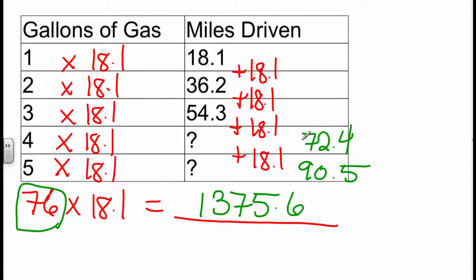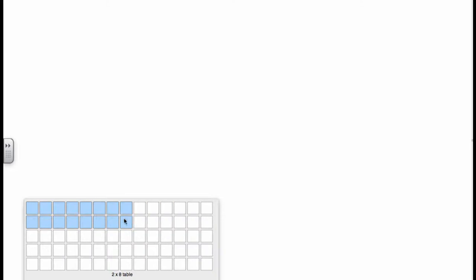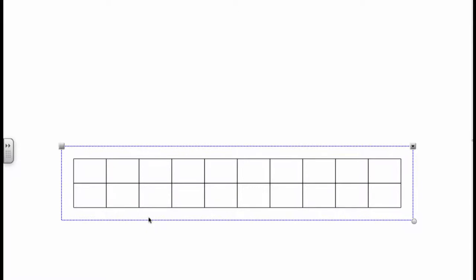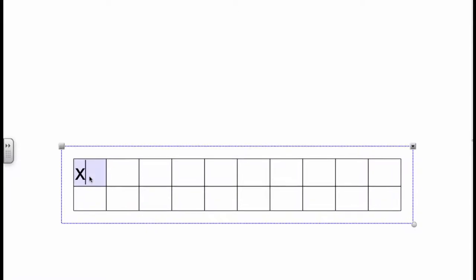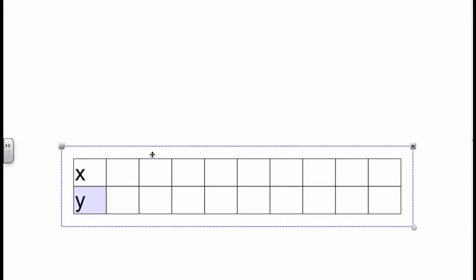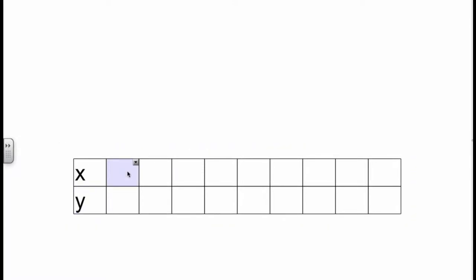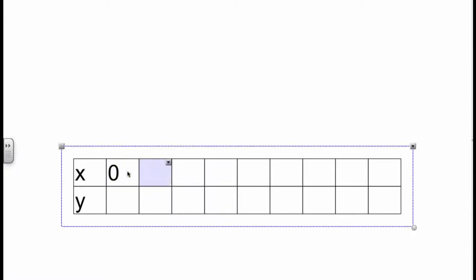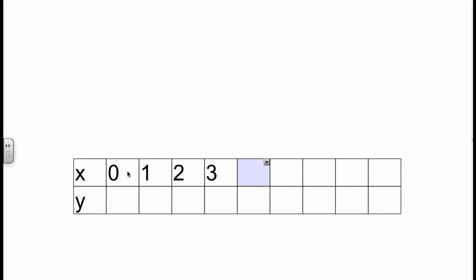All right, we do have a couple of things to look at here. I'm going to do one from a couple pages in here. We're going to call this X, we're going to call this Y, and we are going to go 0, 1, 2, 3, 4, and this one's going to be a question mark.